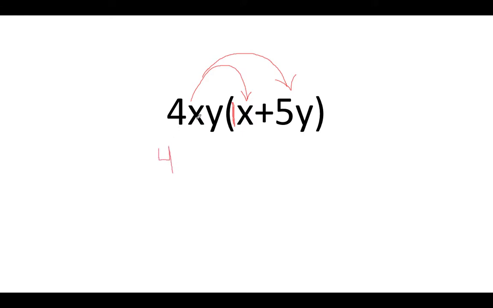Then I multiply the letters by each other, right? So I see an x here and I see an x here. So I'm actually going to be multiplying x by this x here. So using the exponent rules, an x times another x is just going to leave me as x squared, right?